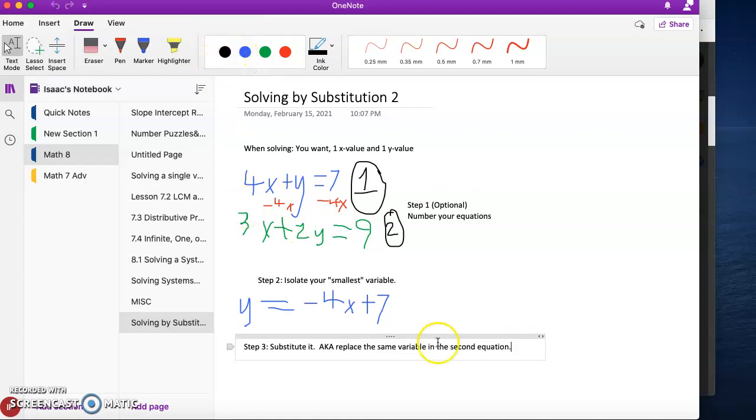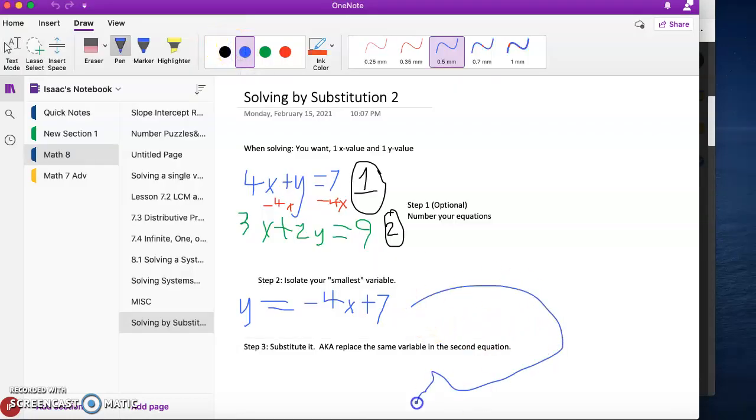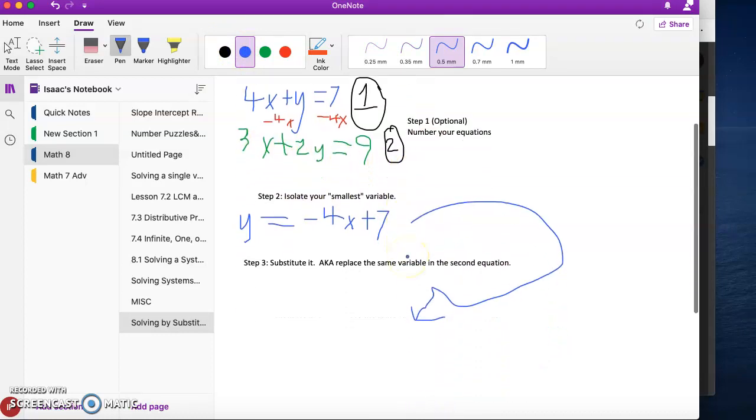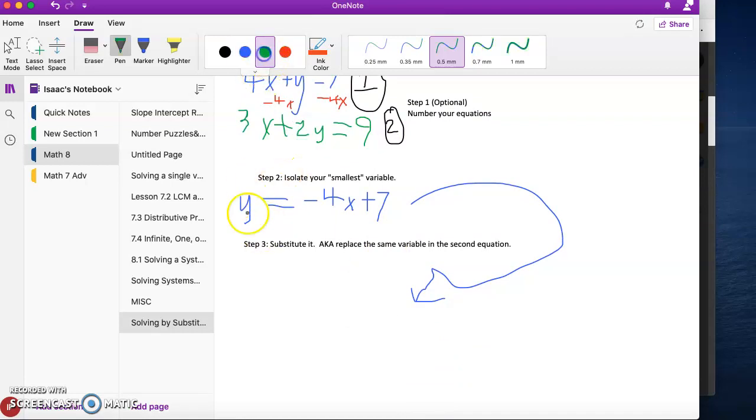So now I'm going to say, you see how up here I had 3x plus 2y equals 9? Well, now that's going to become 3x plus 2 times whatever it is that y equals. So in this case, that's going to be 3x plus 2 times negative 4x plus 7. And it's still going to equal 9.